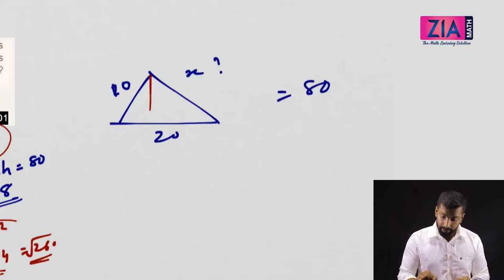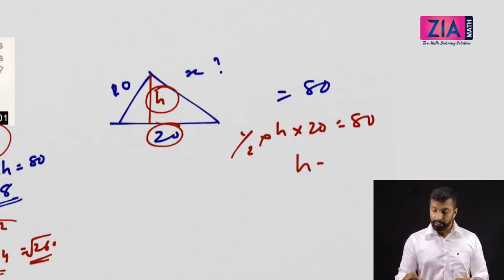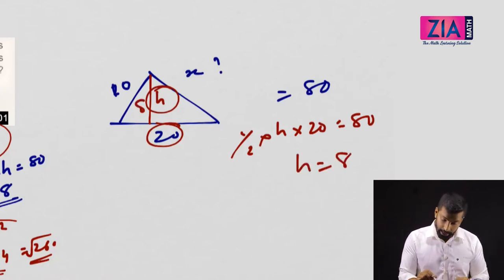What I've done is I dropped a perpendicular. So this is the height. I know this 20 into height, if you take half of it, you'll get the area. So half into height into base is equal to 80. So h I got 8. So this I got 8.